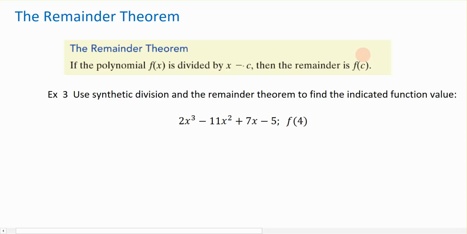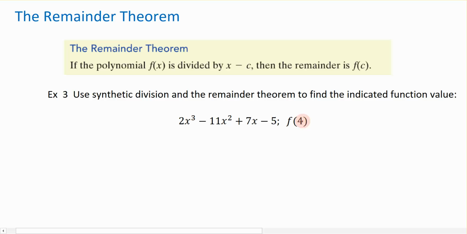Okay, so if I have a factor here, x minus c, and I basically plug in c into the function, then that gives me the function evaluated at c. Okay, now what does that mean? Let me show you an example over here. We are going to use synthetic division and this remainder theorem to evaluate my function at 4. So here's the function that we're looking at, and I want to know what is f of 4.